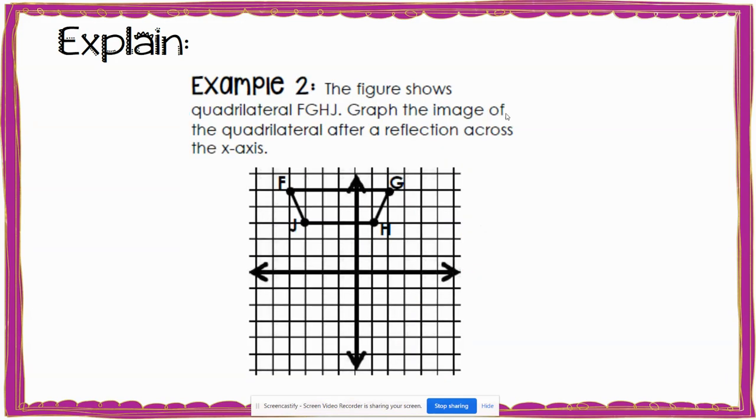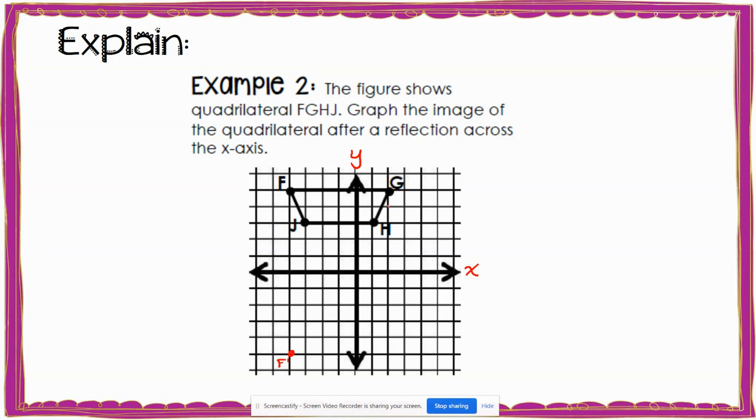Example 2 shows quadrilateral FGHJ, so this is specifically a trapezoid. We are going to graph the image of this trapezoid after a reflection across the x-axis. So remember, this is x, this is y. I want you to reflect this figure. For F, if I start here, I would have moved down 1, 2, 3, 4, 5. So I would continue to move down 1, 2, 3, 4, 5. And this would be F prime.